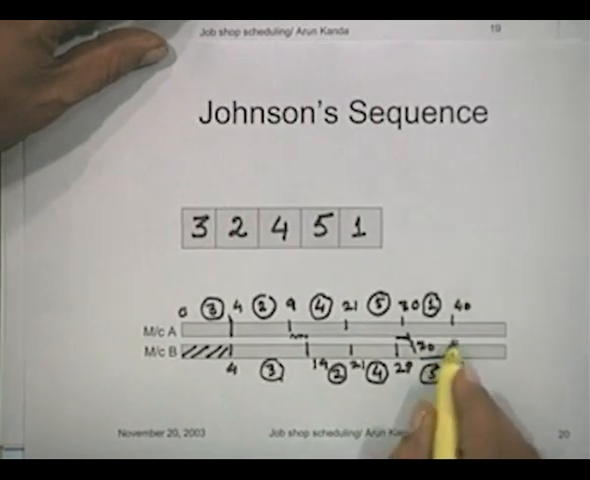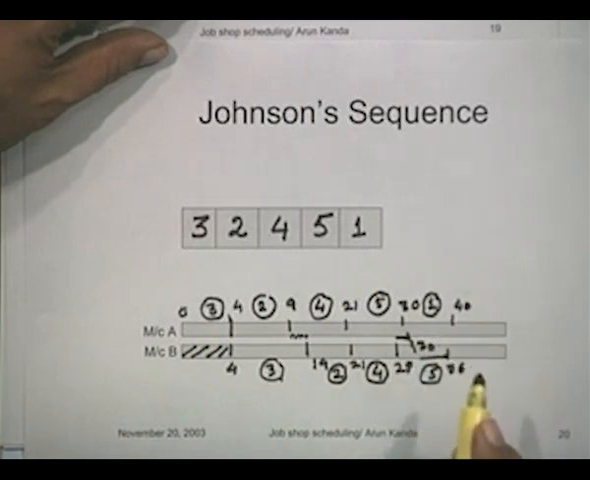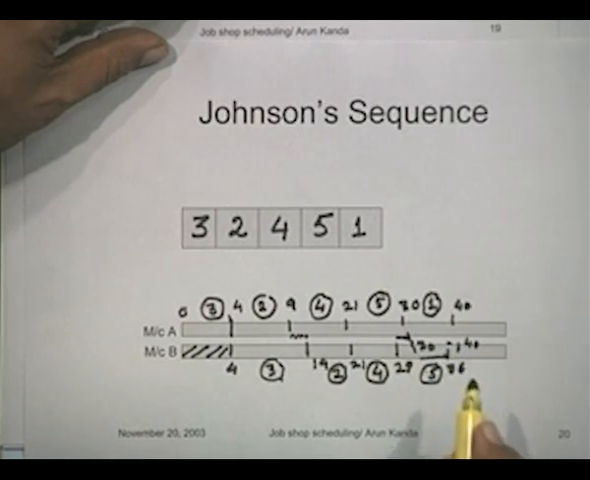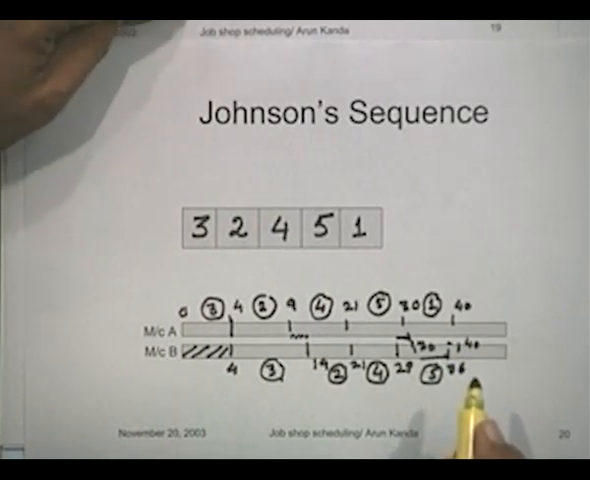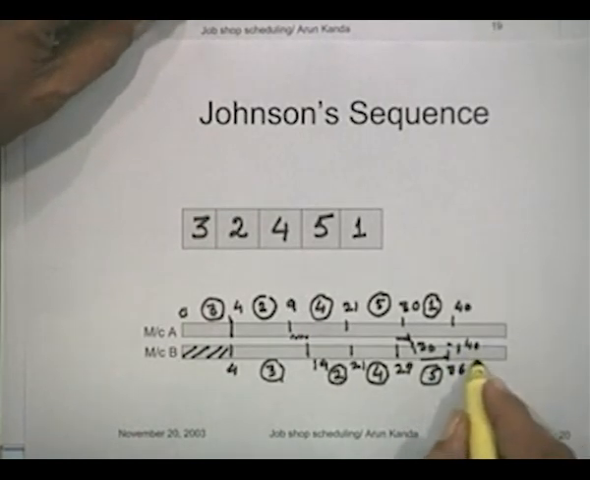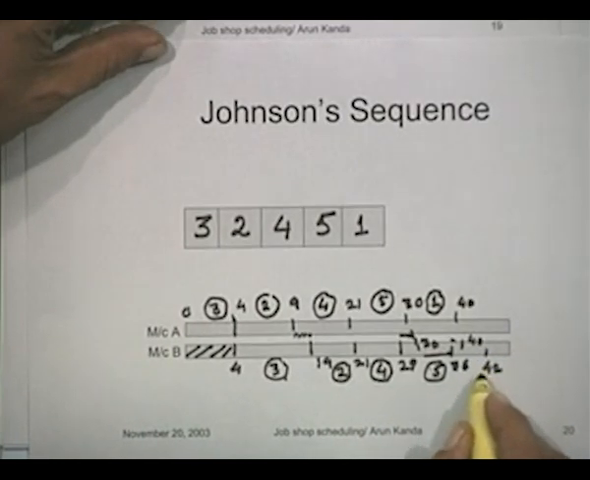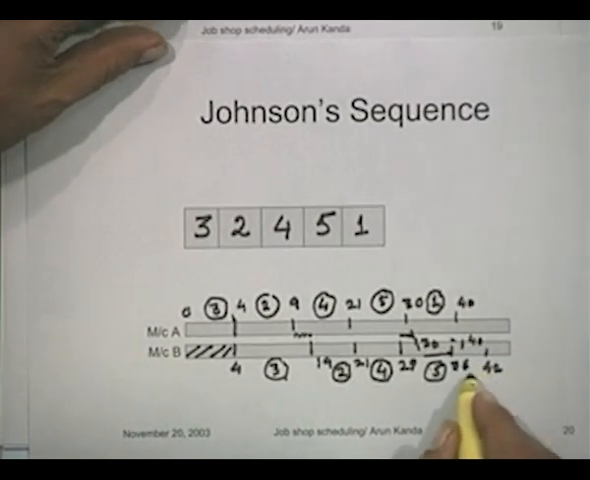And then we talk about job number 1. Job number 1 is being processed on machine A till time 40, whereas machine B will again be idle up to 40. So this processing can be done only after 40. As far as job 1 is concerned, it would actually be over at 42, and this is therefore job number 1.